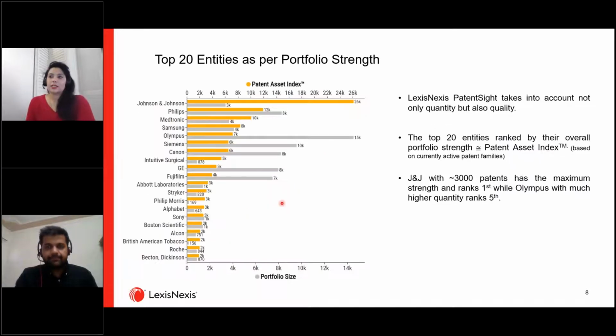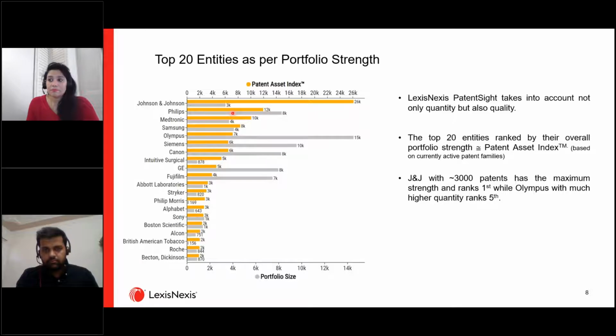And we see here the top 20 entities that own patents in this particular field. We have ranked them by the portfolio strength. So the portfolio strength is the patent asset index. Based on our KPIs, we have calculated the strength of the set of patents that each entity owns in this field of digital health. So obviously, we not only take into account the quantity, we also take into account the quality. So this is the first time we are trying to bring in a correlation between the quantity and the quality. As you can see, the top here is Johnson & Johnson, and it has only 3,000 patents.